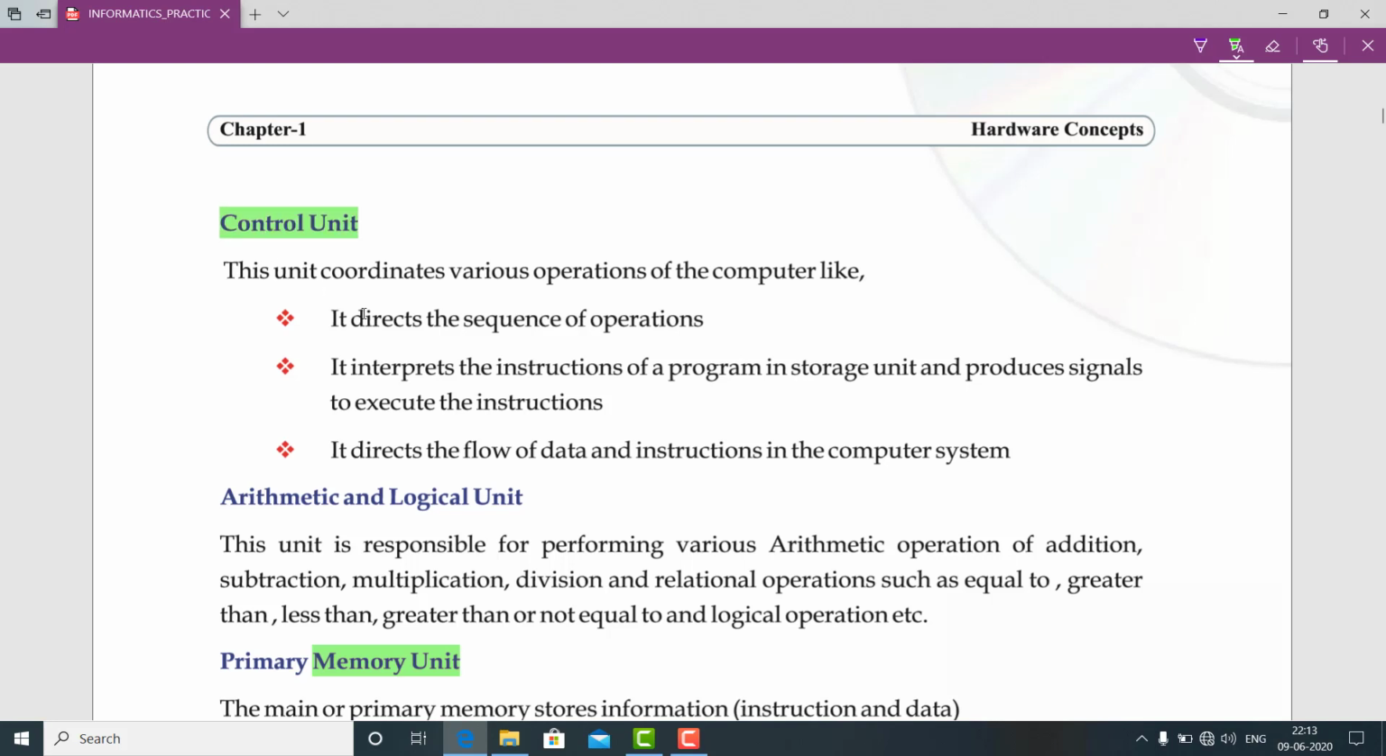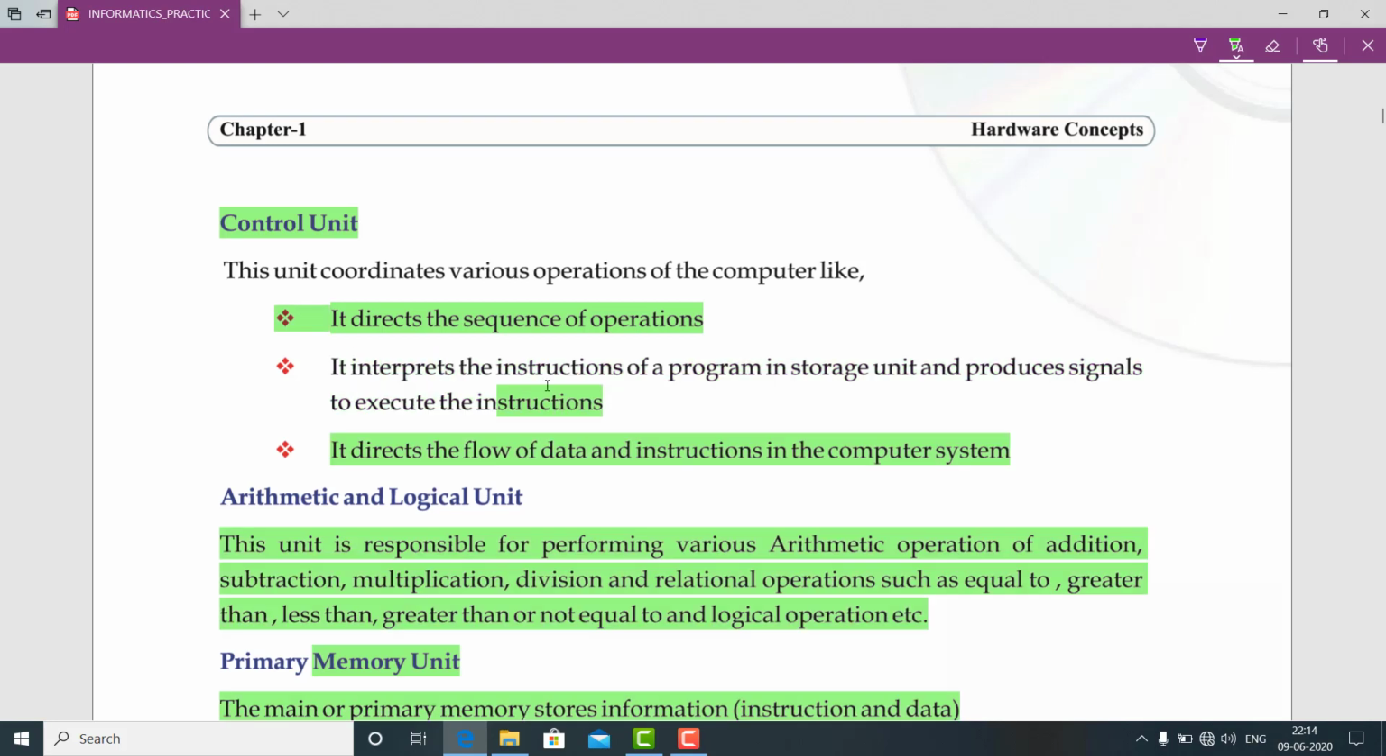What are the basic operations of a CU? This unit coordinates various operations of the computer, like it directs the sequence of operations. Clear? So it performs the sequence of operations, just like if you input any data like A, B, C by the keyboard, it will take your operation sequentially. Clear? Next, it interprets the instructions of a program in the storage unit and produces signals to execute the instructions.